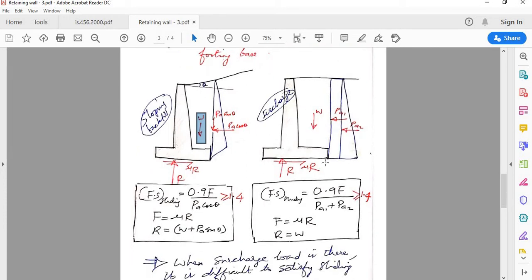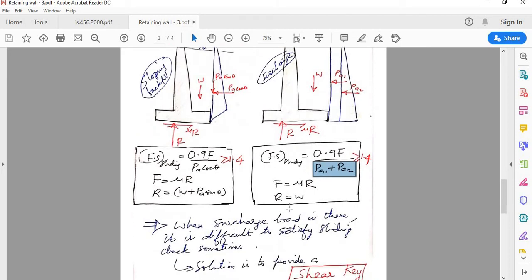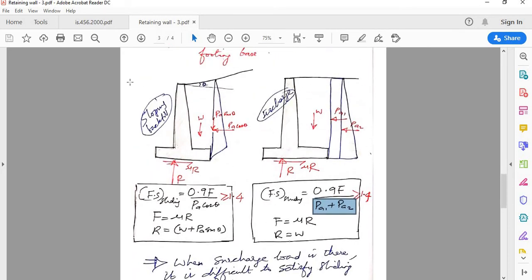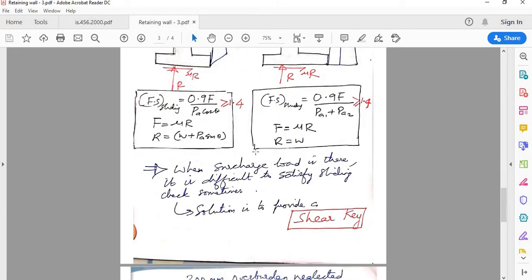Now the case with surcharge, here what happens is you have two active earth pressure components that you need to consider. One is that due to surcharge, PA1, and then due to the actual active earth pressure, PA2. So PA1 and PA2, but in this case F will have only component due to W. So these are the stability checks you will perform for the two different cases.